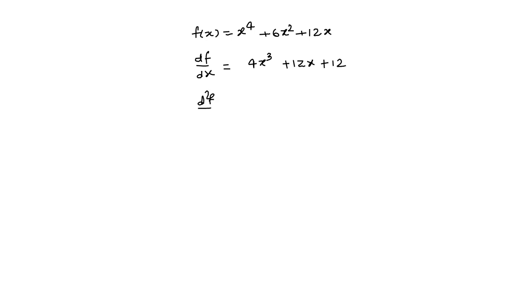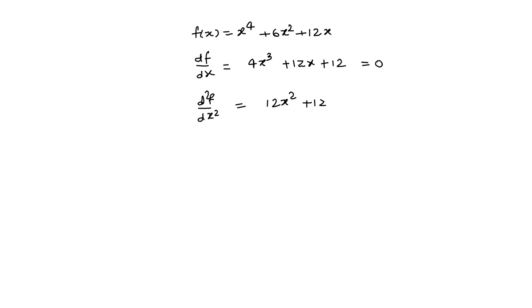So just we obtain the first derivative. That means we have the function f(x) equal to x raised to the power 4 plus 6x square plus 12x. So we obtain the first derivative df over dx, which is 4x cube plus 12x plus 12. Similarly, we obtain the second derivative. So we see that the second derivative is 12x square plus 12.